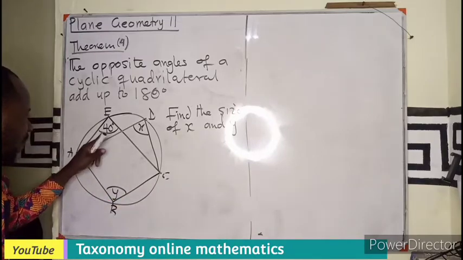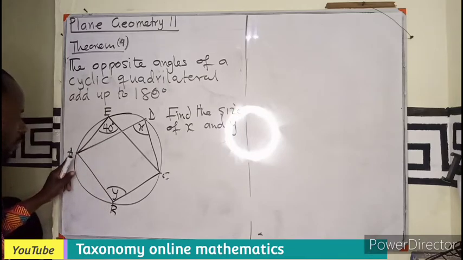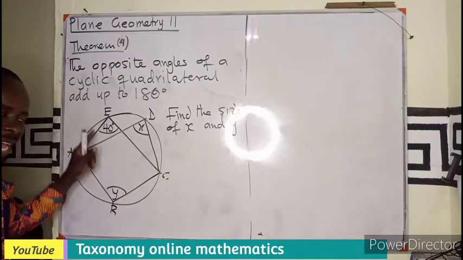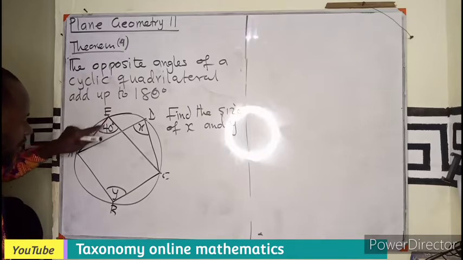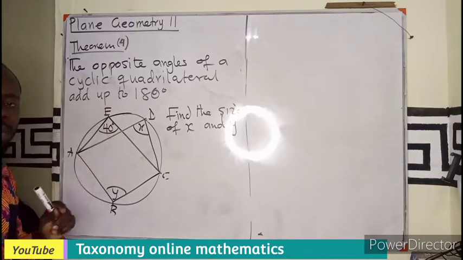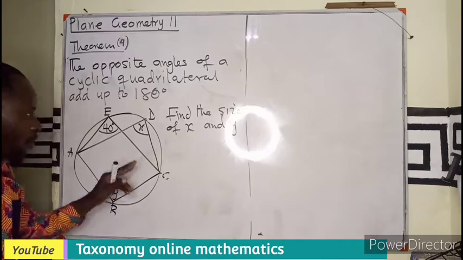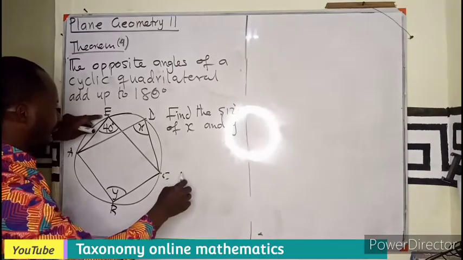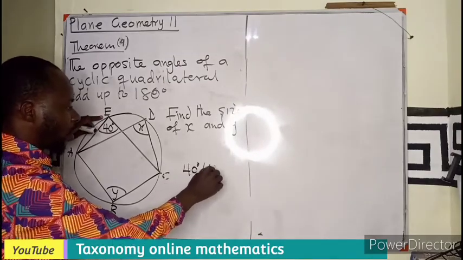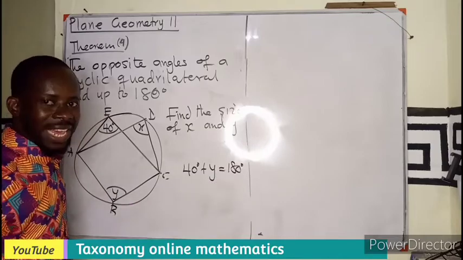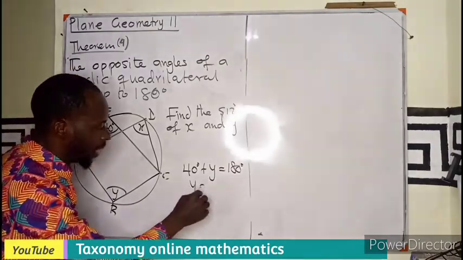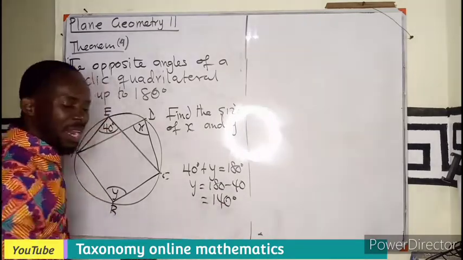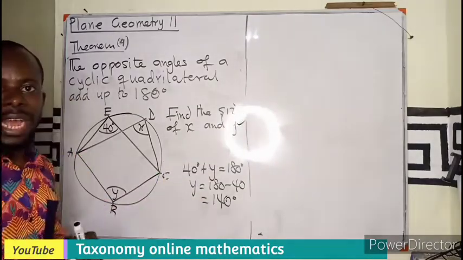So if I look at this and this from quadrilateral A, B, C, E, this is opposite to this. So I can easily use the theorem which says that the opposite angles of a cyclic quadrilateral add up to 180. So from this property, I can say that the angle here, which is 40 degrees, plus y gives you 180. Fast forward, y is going to be 180 minus 40, so that will give us 140 degrees. So y is taken care of.